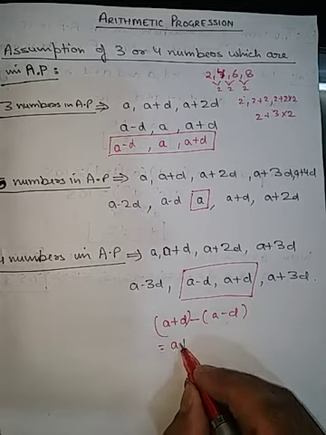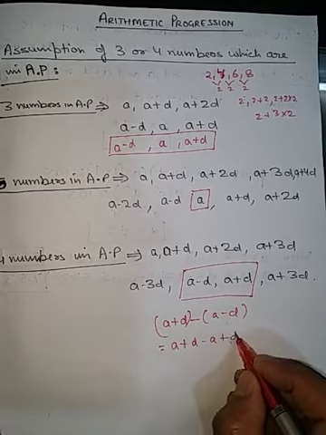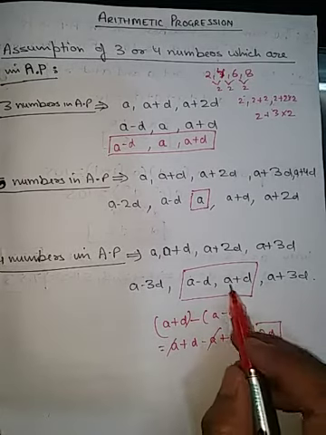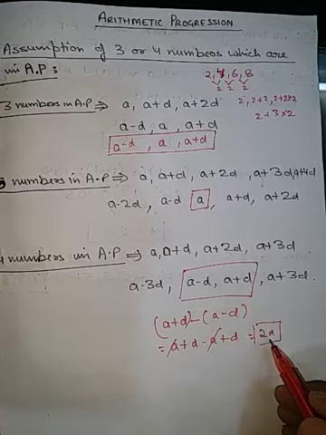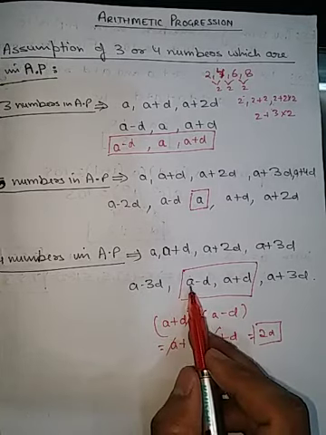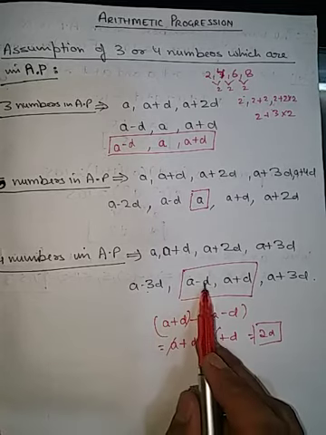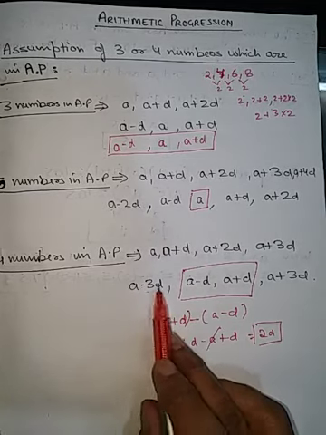Now what is the common difference coming here? This gets cancelled out. We are left with 2D. That means the difference between these two numbers is 2D, not D. So the previous number will be 2D lesser. So A minus D minus 2D, that is A minus 3D.